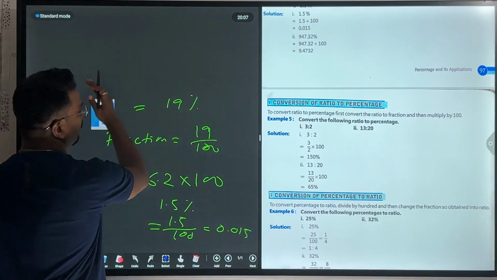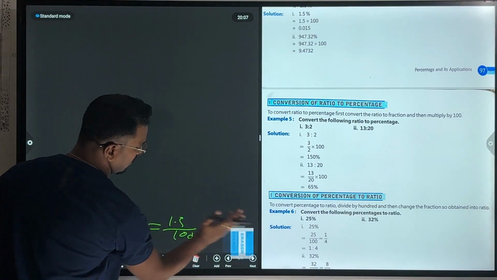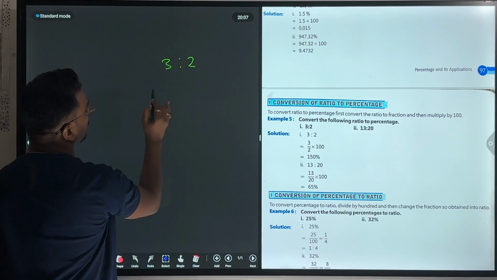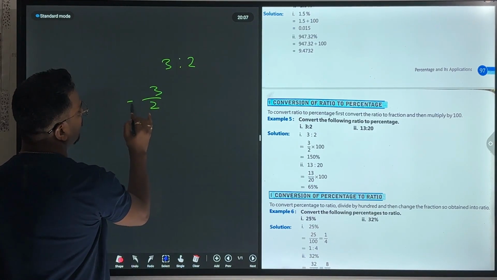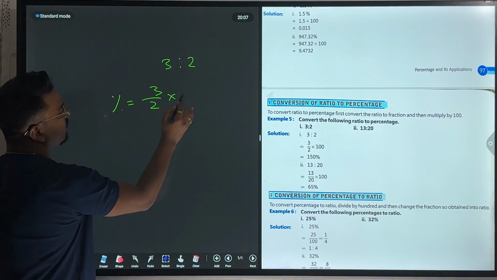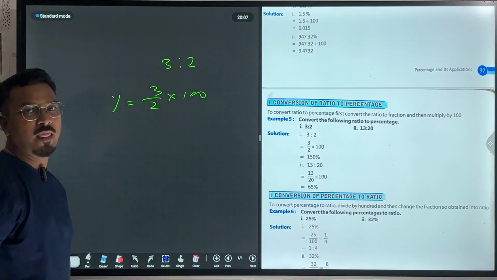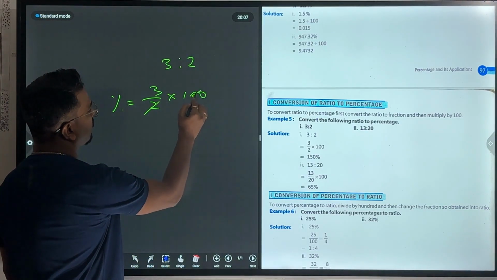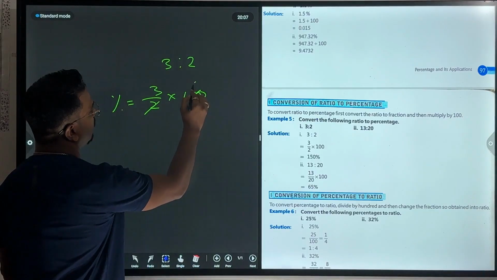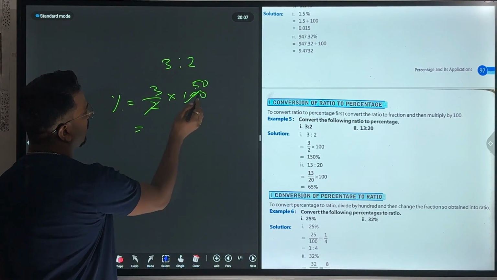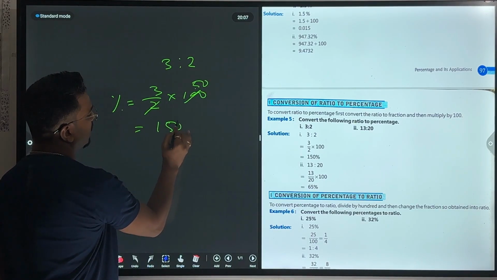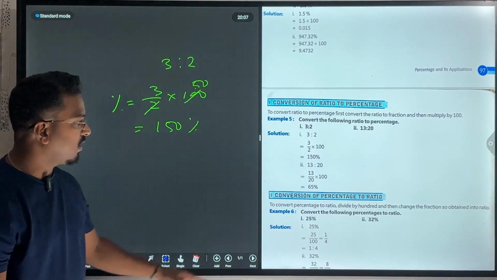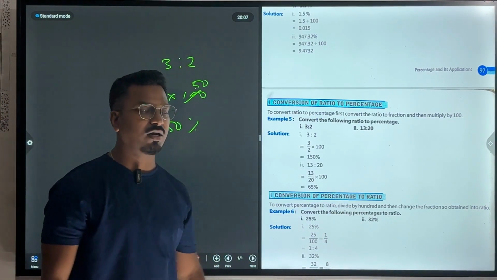Here is conversion of ratio to percentage. Ratio is just like fraction. Ratio means you can convert into fraction. Suppose 3:2 is given. You can write 3 by 2, and if you want to convert into percentage, you have to multiply by 100. If you cancel it, you will get 50, and multiplying with 3 you will get 150%.